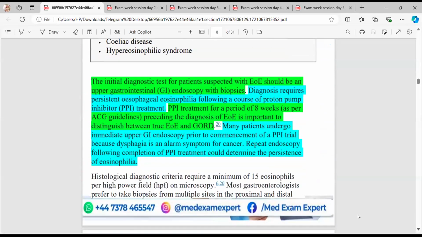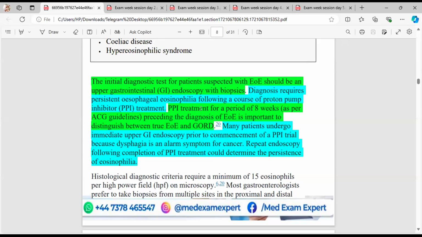Now here I will show you the point where doctors mostly get confused. The initial diagnostic test for patients with suspected eosinophilic esophagitis should be an upper GI endoscopy with biopsies. Initial diagnostic test. They are not saying initial step or your next step. If they are asking about your investigation, then doctors try to mark endoscopy as the initial diagnostic, because only by endoscopy do we diagnose esophagitis.